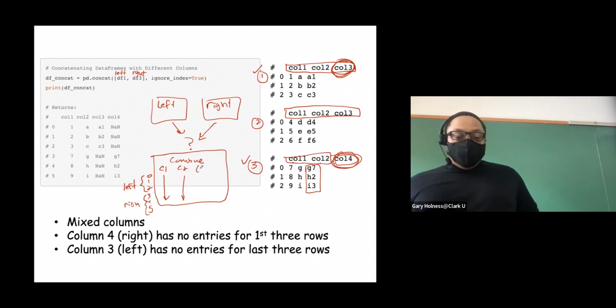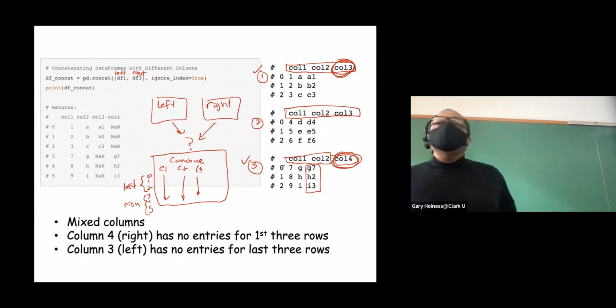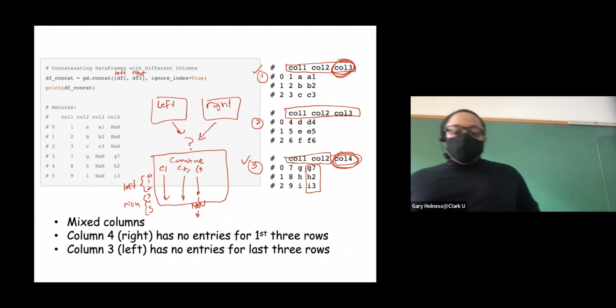So we have a column 3, and that's going to get information from the left. Okay. But then what do you do for the right-hand information for column 3? There is no column 3 contributed by the right-hand frame, which is data frame 3. But you still have to fill in values. So there's a nothing value. So you get not a number, NaN, for those last 3 values, which are placeholders for the contribution to column 3 from the right-hand frame. Does that make sense? Any questions?